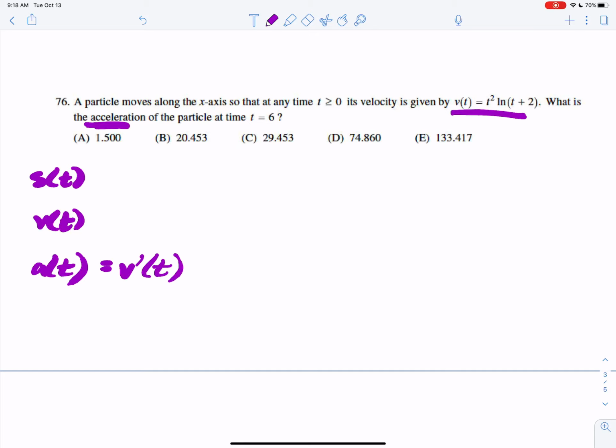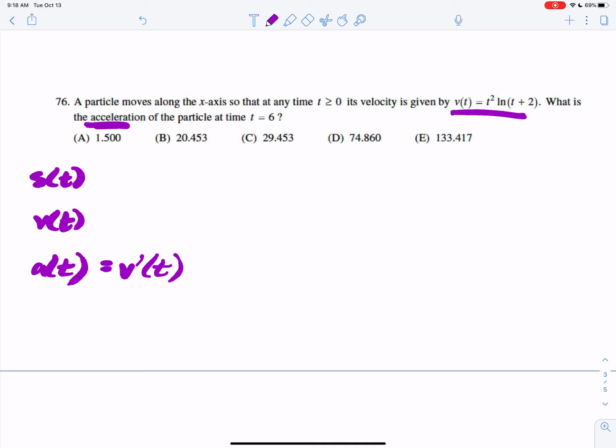Okay, and we want to find the acceleration at t equals 6. So here we go. We're going to go to our y equals. Let's clear everything. We're going to type in v of t, which is t squared. Now it says t here, but you could just use the variable x. It doesn't matter. X squared times the natural log of x plus 2. Close it. And then I'm going to go to quit.